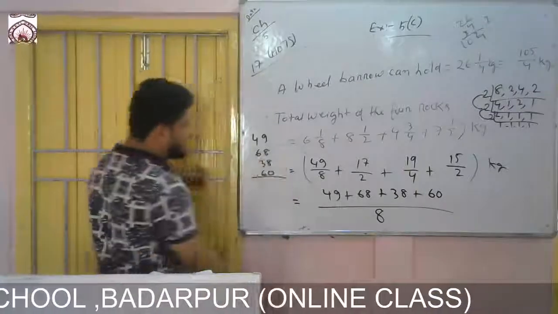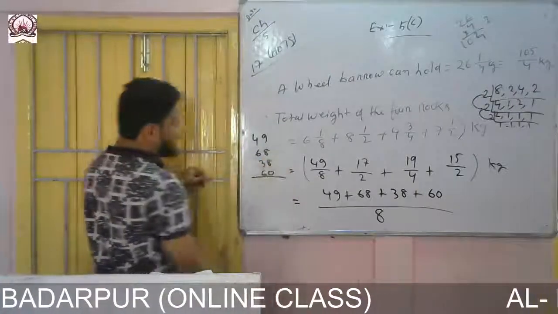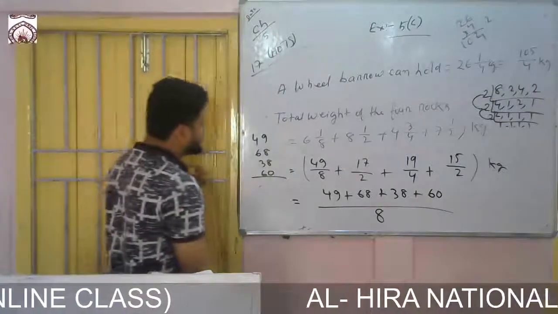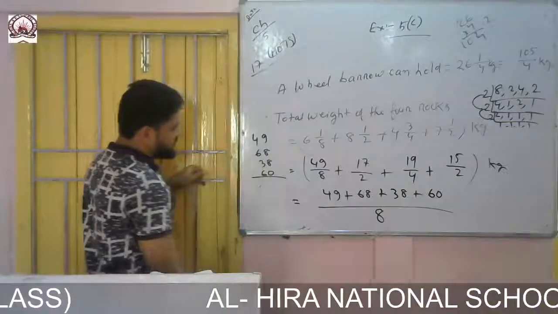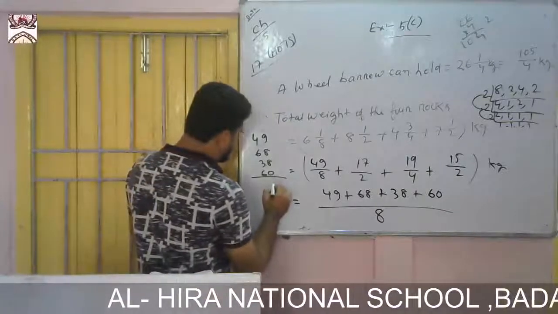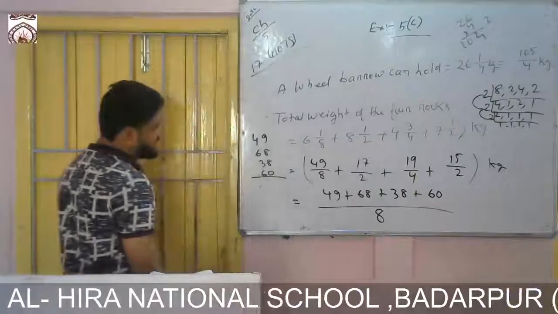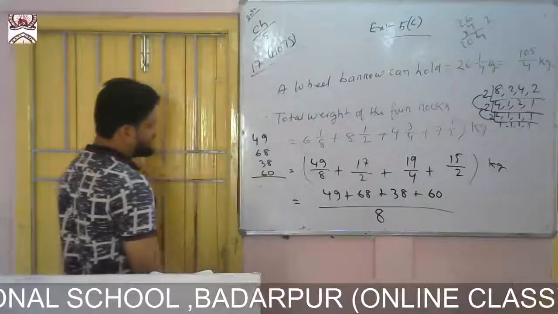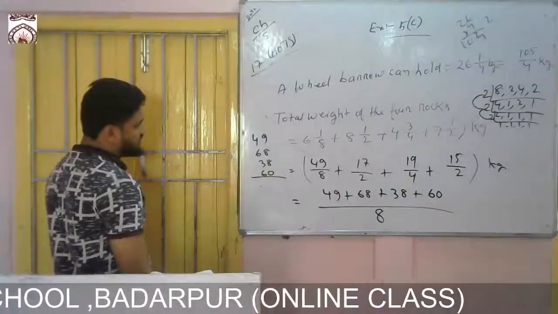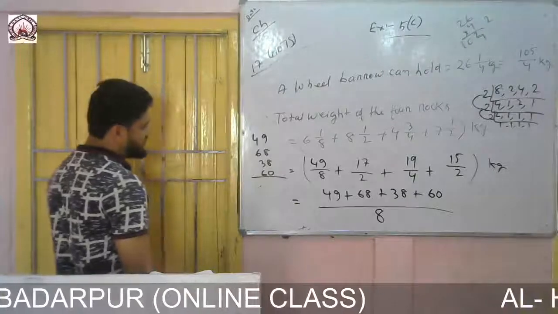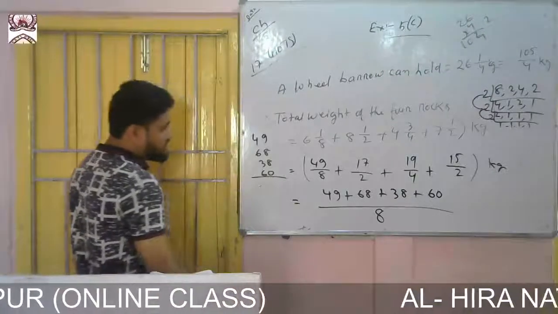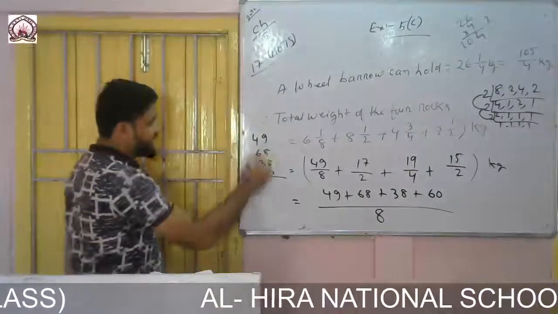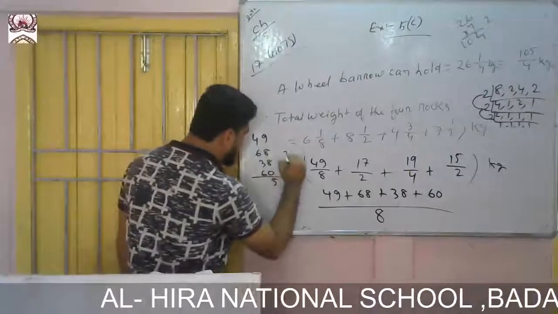So 8 plus 8, what? 16. 16 plus 9 is 25. Yes, correct. So what here? 8 plus 8 is 16. 16 plus 9 is 25. So that gives us 2.